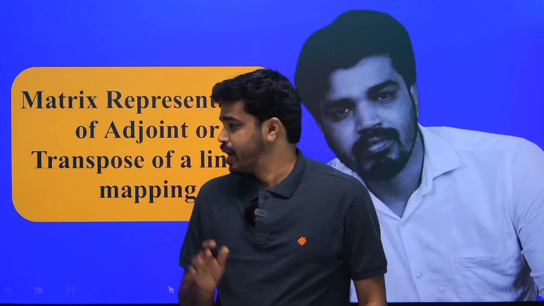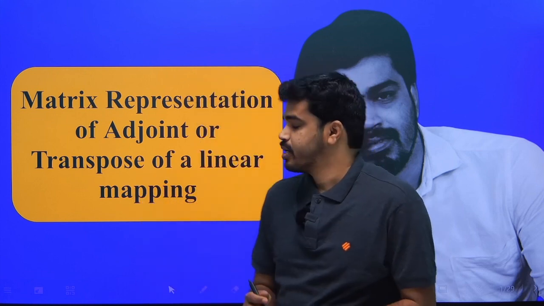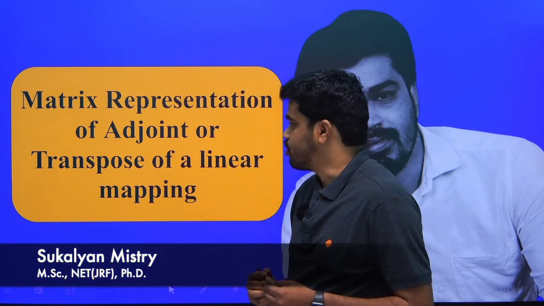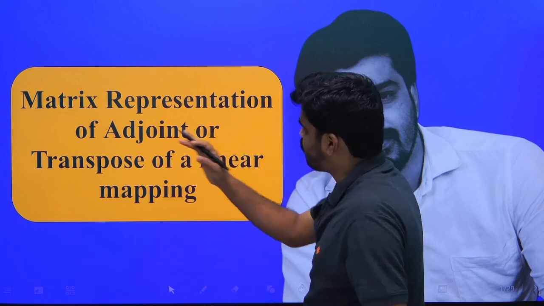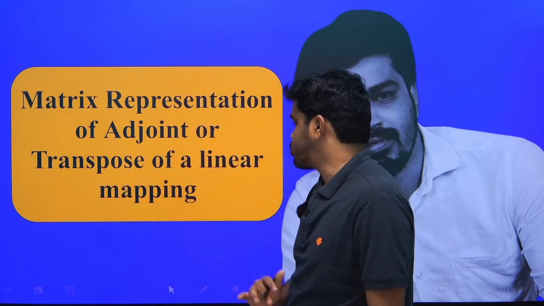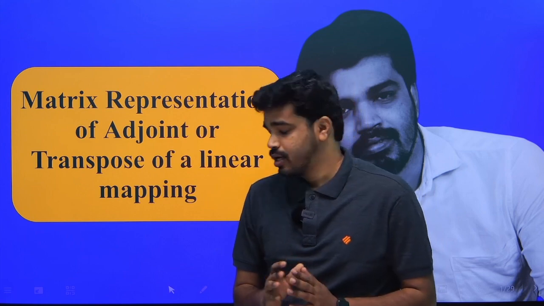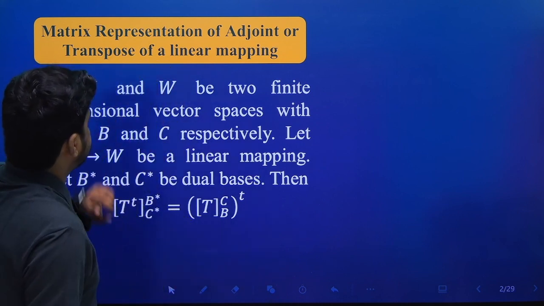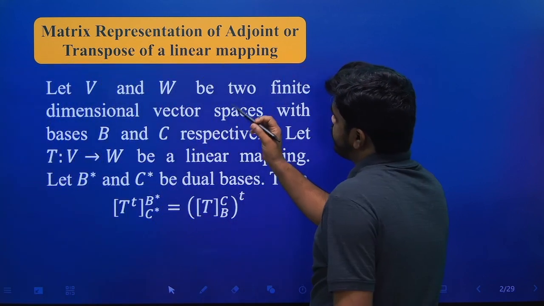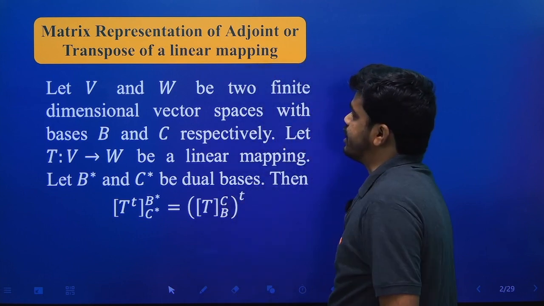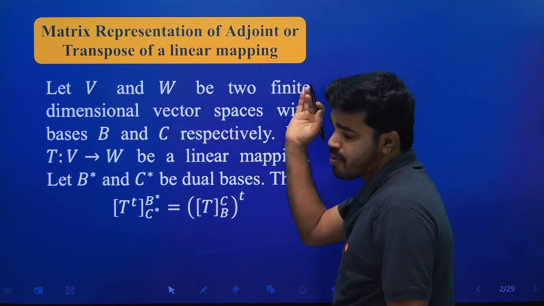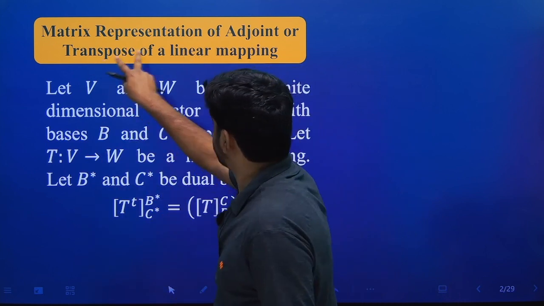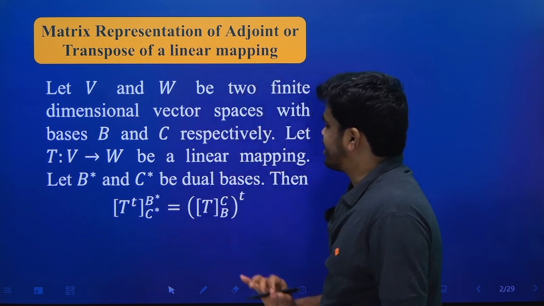So today we will discuss the matrix representation of the transpose of a linear mapping, or the adjoint of a linear mapping. Okay, so first note this. The transpose of a linear mapping is also known as the adjoint of a linear mapping. So note this result.